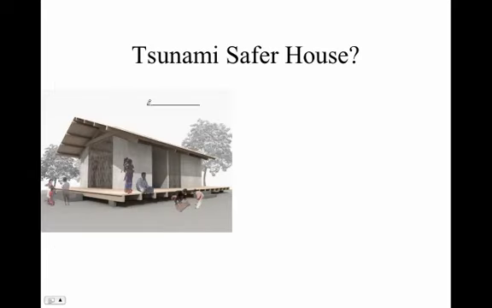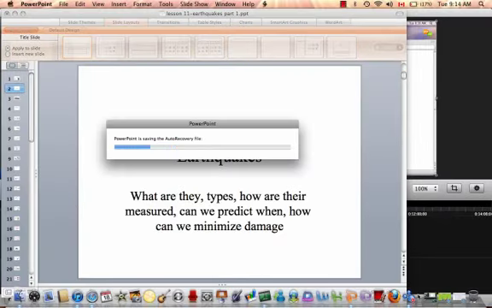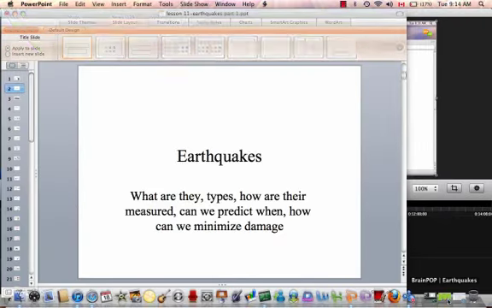And we could build what's called tsunami safe houses, which would help minimize societal and economic damage. This is facing the ocean, so water comes underneath and through the doors and underneath so it doesn't tear apart buildings. Let's look at the BrainPOP on earthquakes.